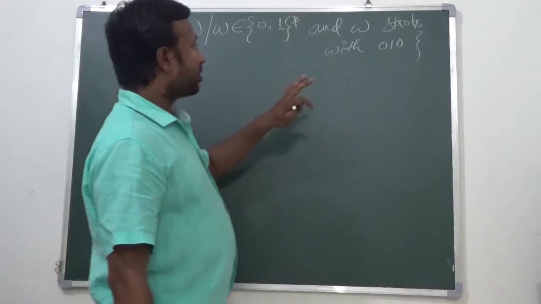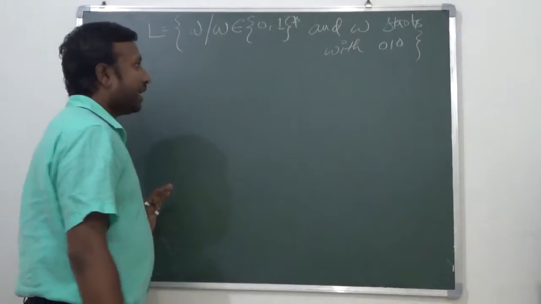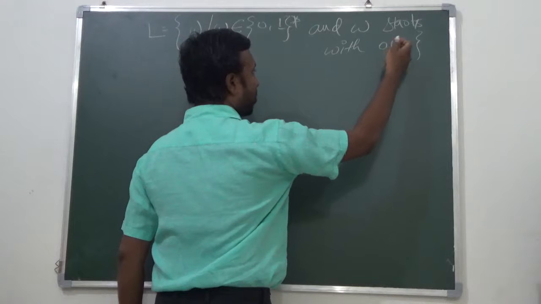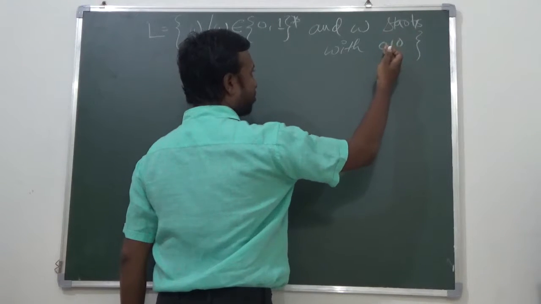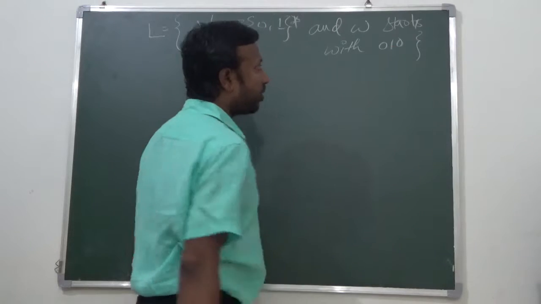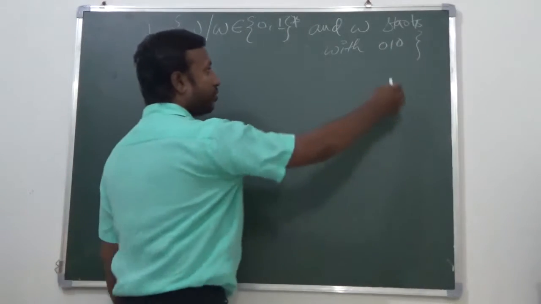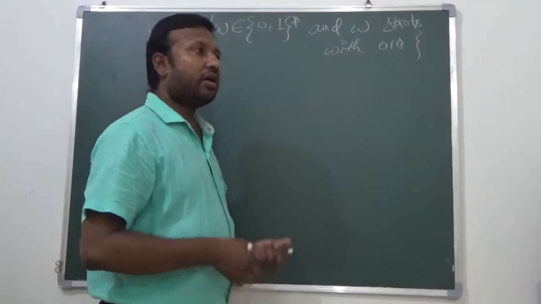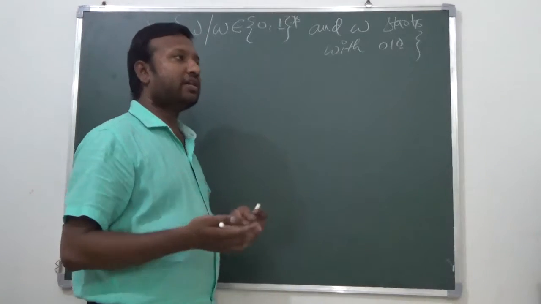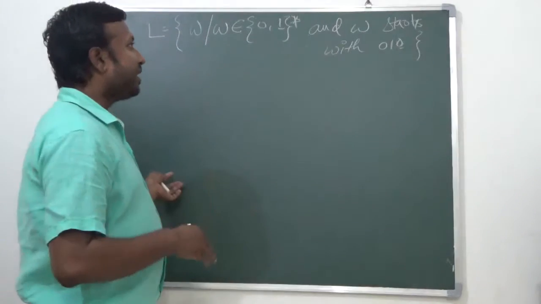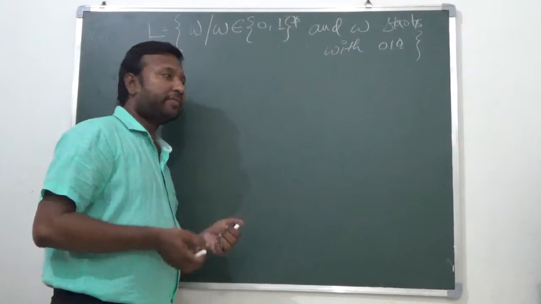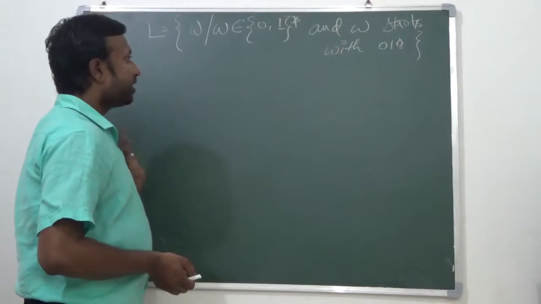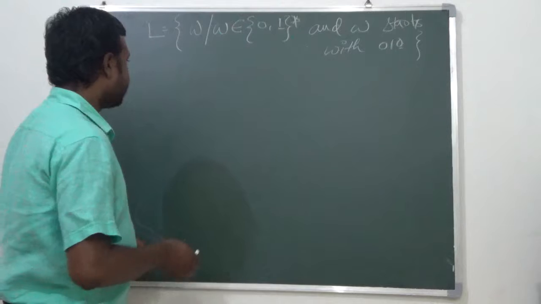The property of this particular class of language is that the starting 3 symbols are nothing but 0, 1, 0. The first symbol should be the 0, the second symbol should be the 1, and the third symbol should be this 0. After that first 3 symbols, what are the other symbols? That doesn't matter. It may be 0, it may be 1, right? So let's start designing the finite state automata for this particular language.